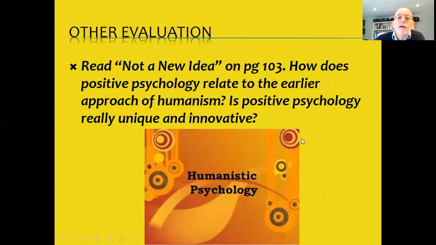On the other hand, we've got this idea that positive psychology is not a new idea, that some of the ideas of people becoming their best selves and as good as they can be and thriving, all go back to the earlier approach of humanism. You might want to have a look in the textbook on that one and see where you stand on that. Okay.